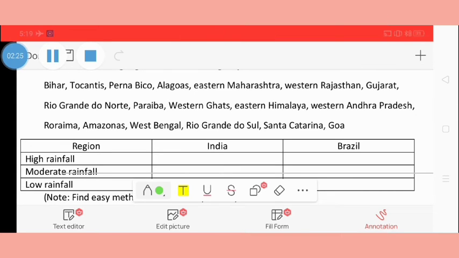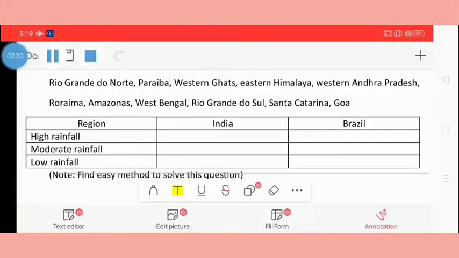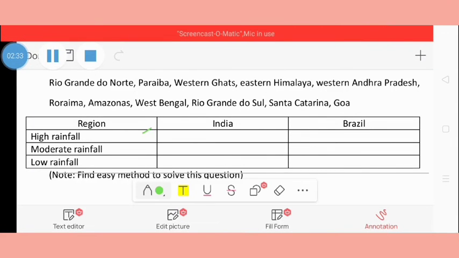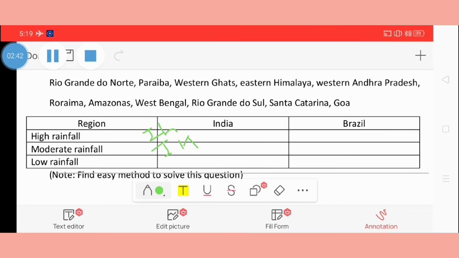So first of all, we are going to denote IH as Indian high rainfall, IM as Indian moderate rainfall, IL as Indian low rainfall, and BH for Brazil high rainfall, BM for Brazil moderate rainfall, and BL for Brazil low rainfall.